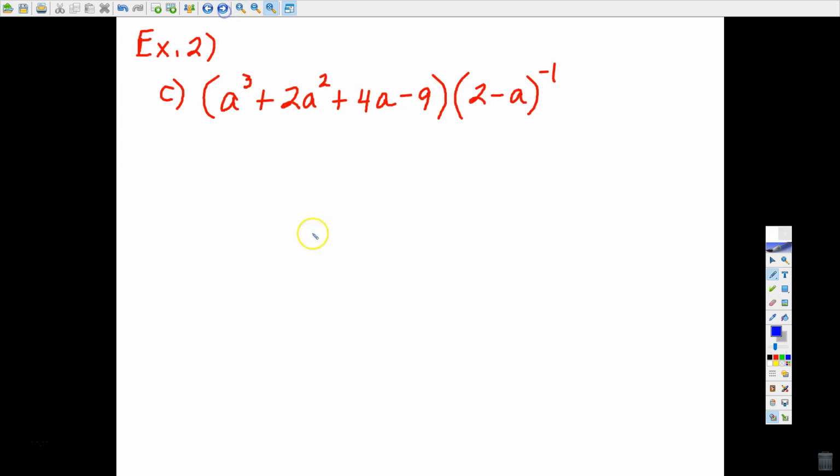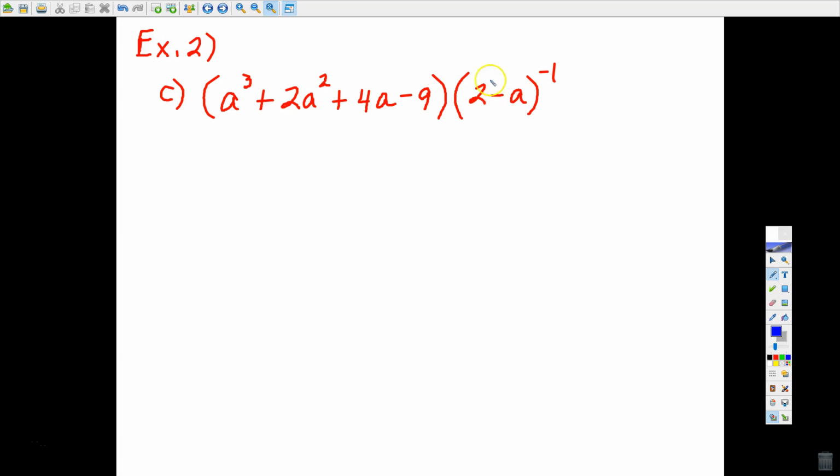All right. Here's another one of those cases where we're multiplying by an expression raised to a negative 1 power. Well, just like I showed you earlier, all we are really doing is dividing by this. Multiplication by this expression really means division by 2 minus a to the first power.